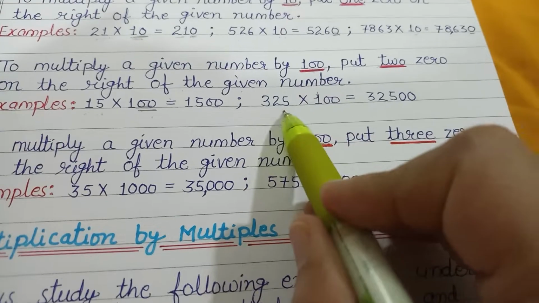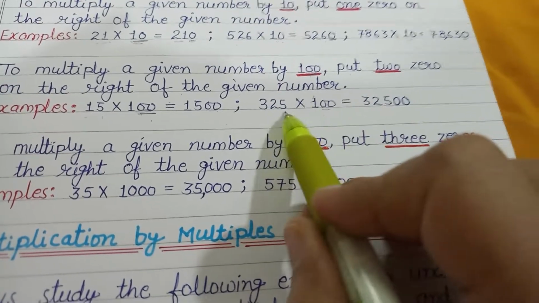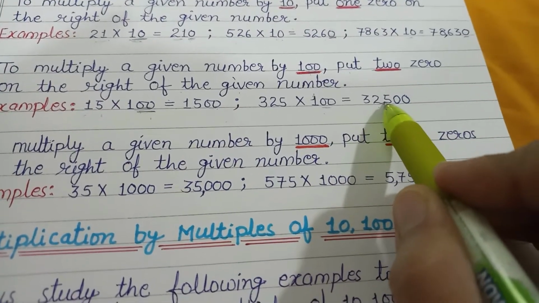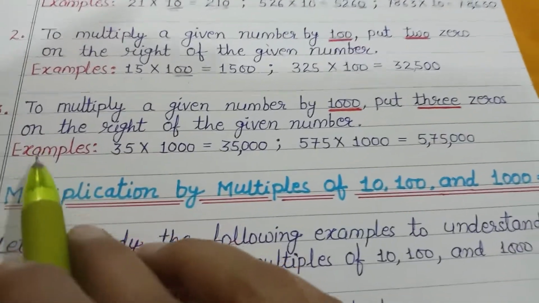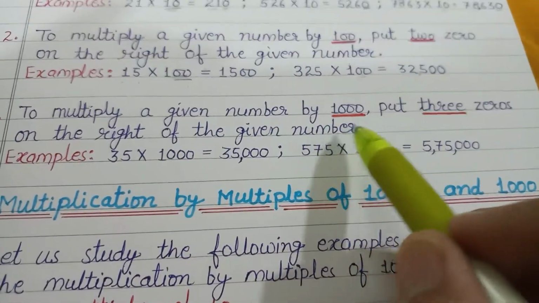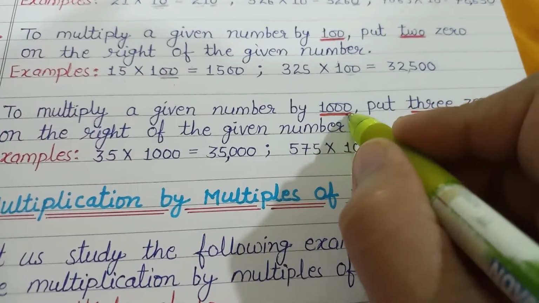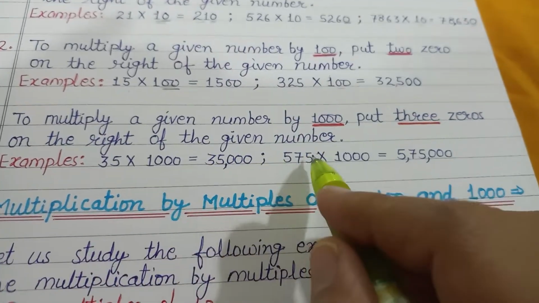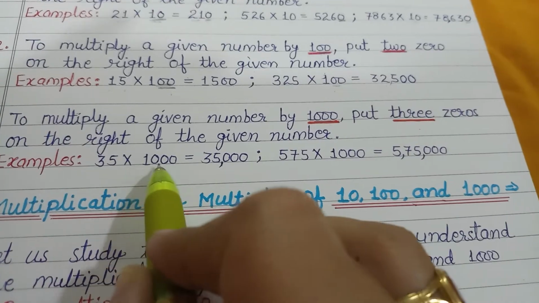Now 325 multiplied by 100. So we put 2 zeros on the right of 325. So the answer is 32,500. Now to multiply a given number by 1000. In 1000 we have 3 zeros, so put 3 zeros on the right of the given number. Example, 35 multiplied by 1000.